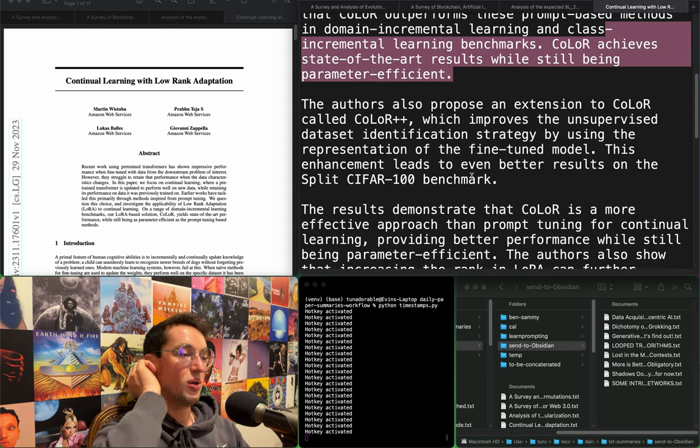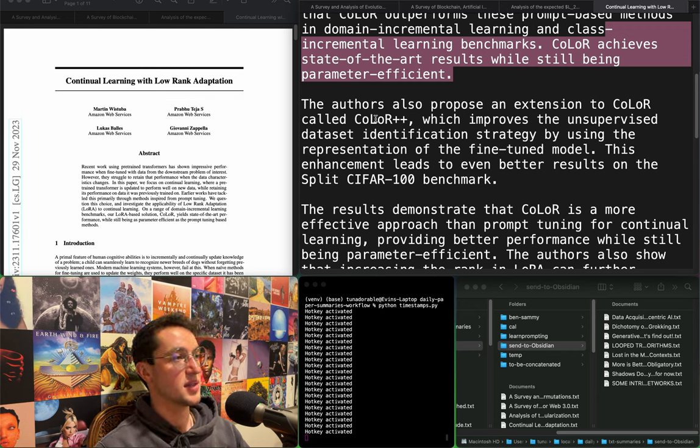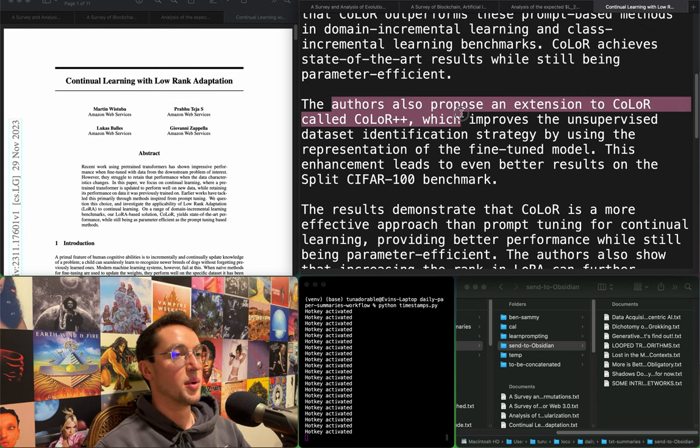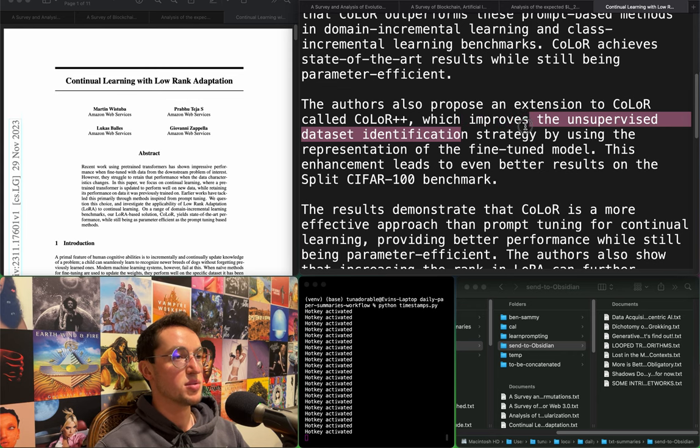I don't like the whole add new parameters thing. It's just, no. That's not the route, I don't think. Propose an extension called CoLoR++, which improves the unsupervised dataset identification strategy by using the representation of the fine-tuned model. This is not for me, but I think I should probably send this to Patrick in the Discord.